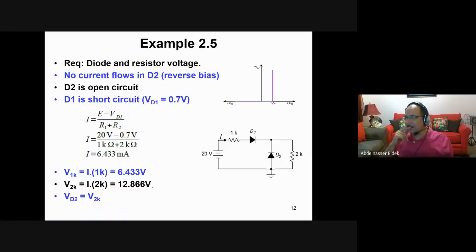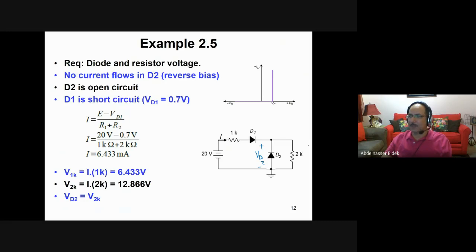Let us see this example. As you see here, I just neglected the third model. I just used this model, which is model number 2. We have this circuit here, and we need to calculate the diode voltages. So we need to calculate this voltage here, VD2, positive, negative, and maybe VD1. Do we need VD1? I don't know. And we need the voltage across the resistor.